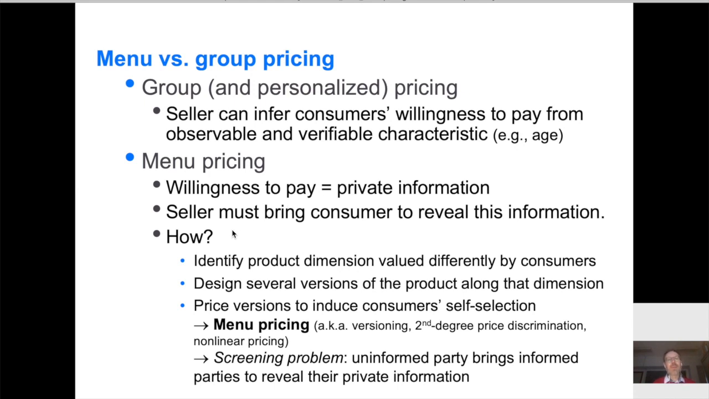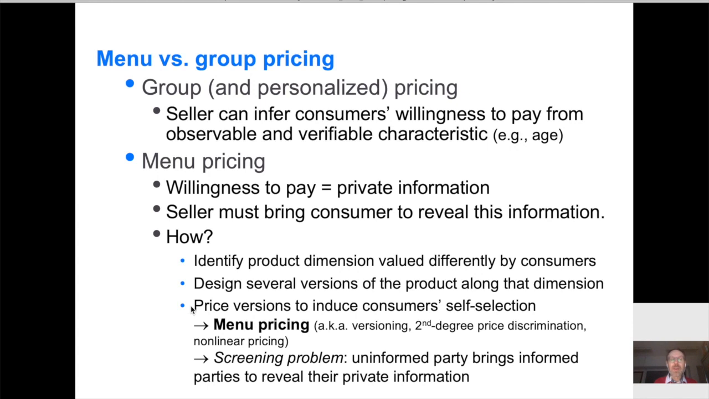Well, the seller has to find some mechanism by which consumers will be incentivized to reveal their information. The idea here is to identify some product dimension that is valued differently by the consumers, and then to design a menu of options, different versions of the product which are differentiated along this dimension that matters for the consumers. We'll see examples on the next slide.